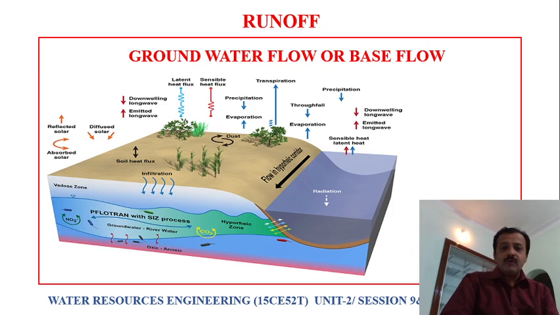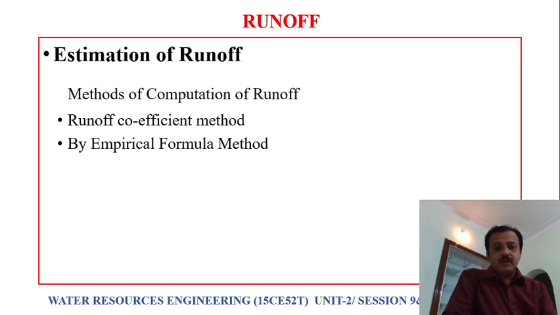Then groundwater flow or base flow. The water after getting infiltrated reaches the groundwater table. You can see here, this water which is infiltrated moves down and reaches the groundwater table, and the groundwater also will be flowing. Groundwater will not be constant. There is a chance of even flow of groundwater. That we call it as groundwater flow. Now coming to estimation of runoff.